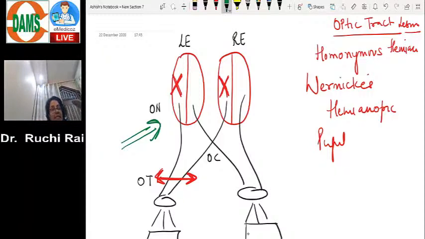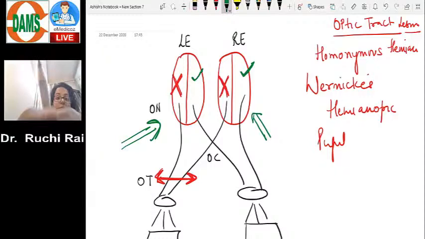If I am showing my pencil torch from this direction, my light is only falling on these parts of the retina. I am putting a tick here because here I will see a normal reaction. Okay? And when I change the direction of my torch, this time the light is falling on these parts of the retina which are not working. So this is the reason I am getting normal reaction from one side and no reaction from one side. So this is a hemianopic pupil.